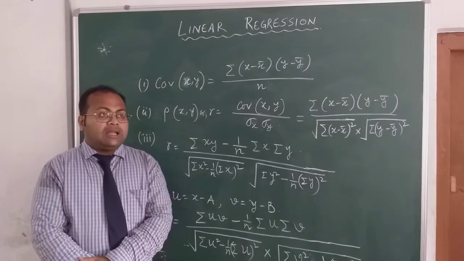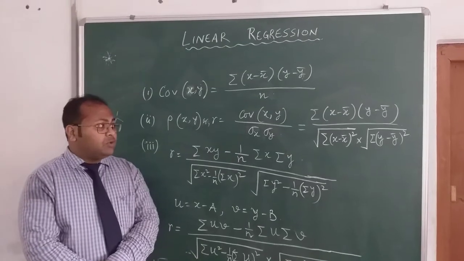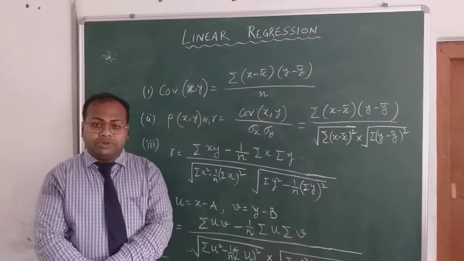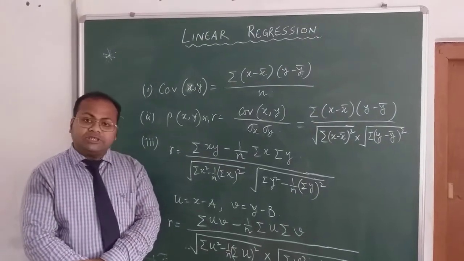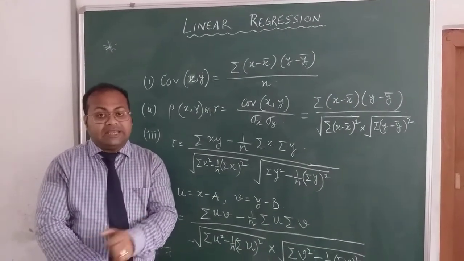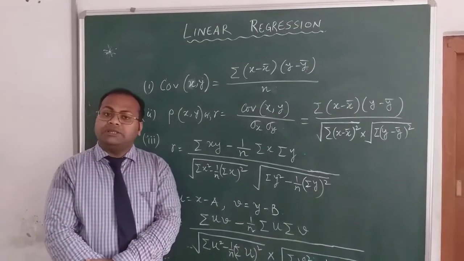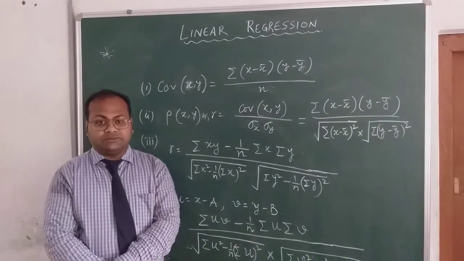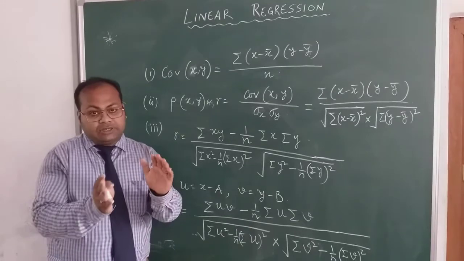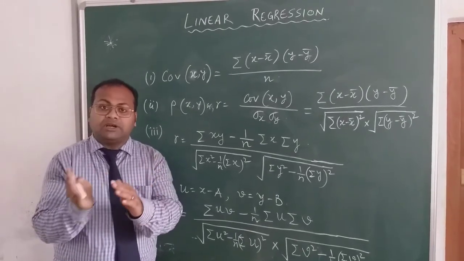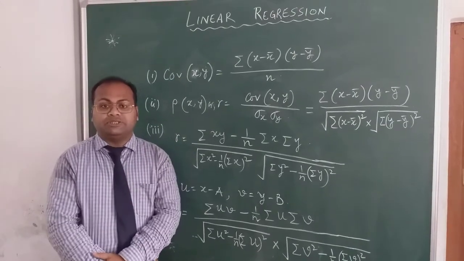Okay. Now, one more point is that the coefficient of correlation has no units, but covariance has units. And if we change the mean or the center, covariance can change. But if we change the mean or center, there is no effect on the correlation coefficient. That means if we shift the graph of both the variables, then covariance will change, but the correlation coefficient will not change.